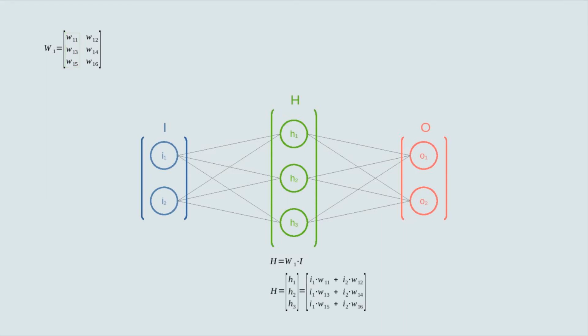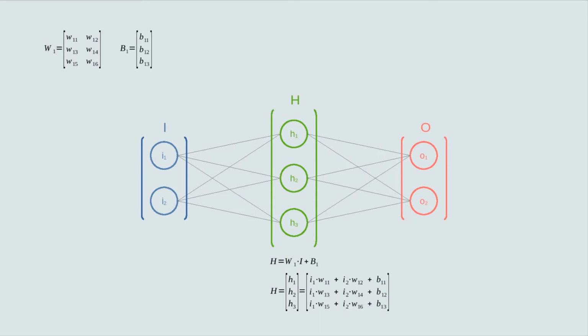Following matrix multiplication rules, H will then be a column vector, where H1 will be equal to I1 times W11 plus I2 times W12. H2 will be equal to I1 times W13 plus I2 times W14. And H3 will be equal to I1 times W15 plus I2 times W16.